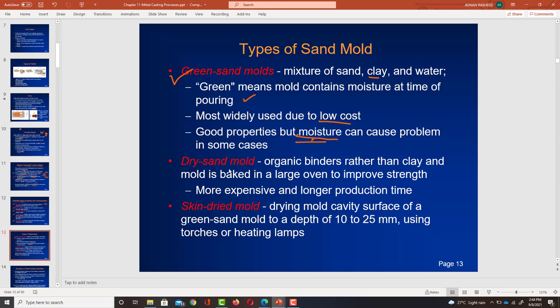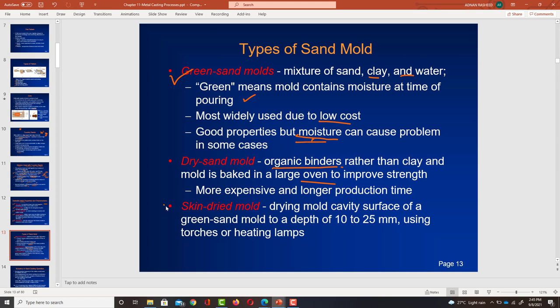Dry sand molds. Dry sand means that you have sand and organic binders rather than clay, and the mold is baked in a large oven. So you do not have clay and water in it, you have sand and just an organic binder, and you have mixed them. After mixing them, if you make a mold, then you have to bake it in a large oven in order to improve the strength. But this is expensive and has a longer production time, because you have to make the mold, then place it in the oven for a certain period of time. Definitely it will cost you in terms of fuel as well as time, and you have a longer production time.